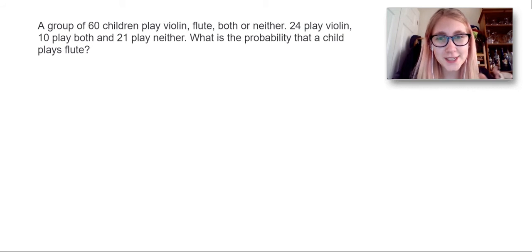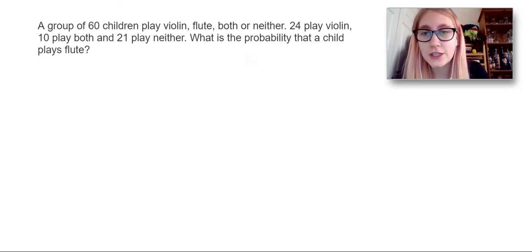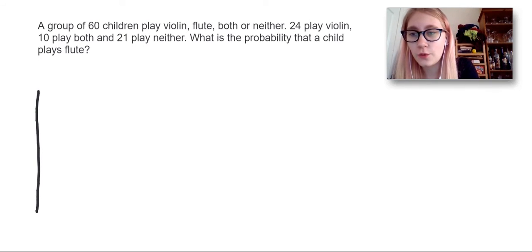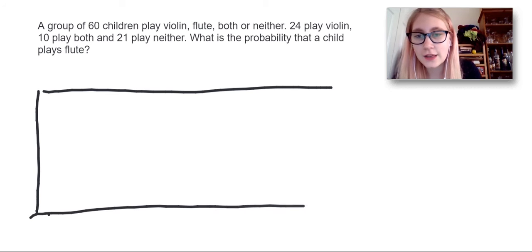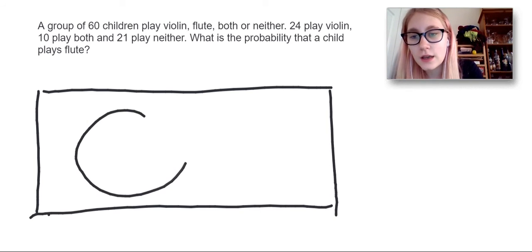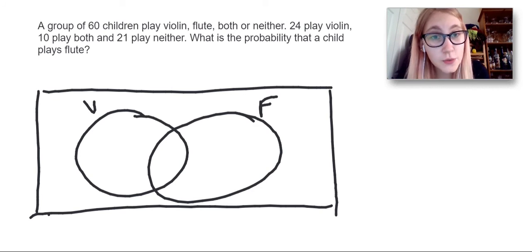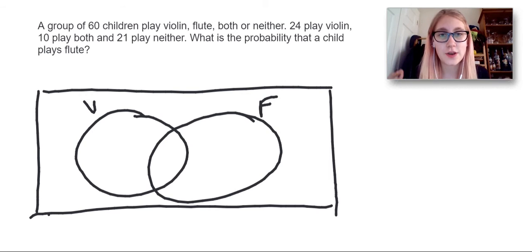This question seems really confusing at first, there's a lot of information. But as soon as we put all of this into a Venn diagram, it's going to become a lot clearer. So we're going to draw our Venn diagram space like this. So this is our space, there are 60 children within this space, and then we have our two circles here. So this one is for violin, this one's for flute. And then the space in between them is for both, and the space outside is for neither.